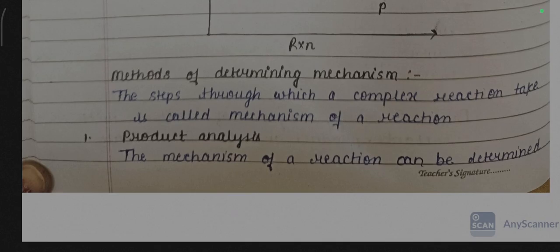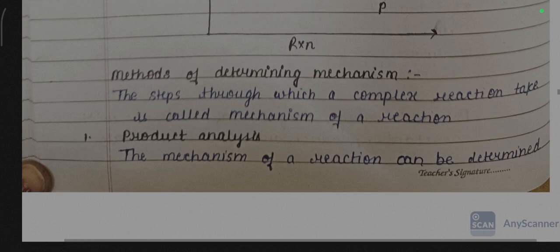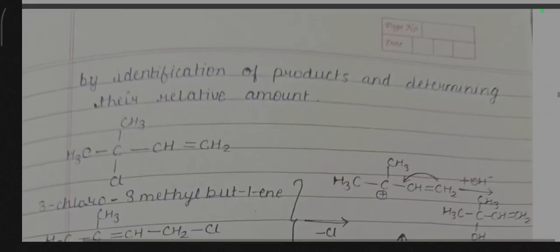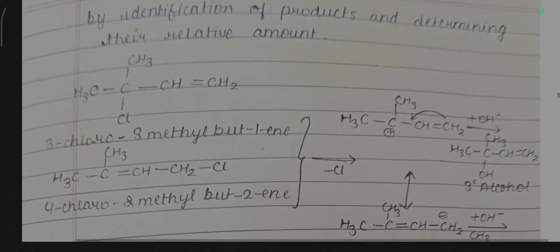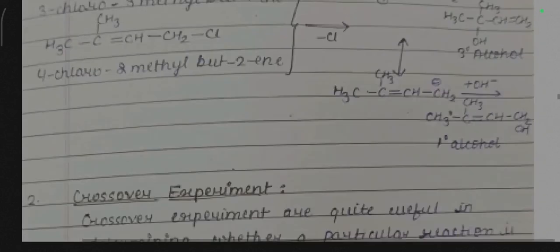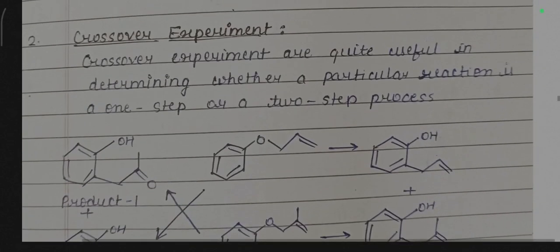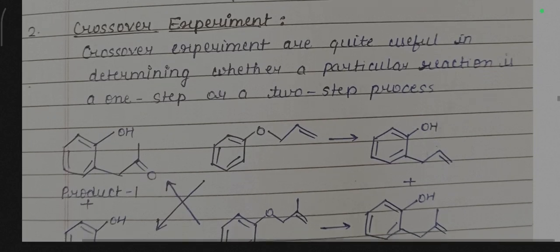Methods of determining a mechanism. The steps through which a complex reaction takes place is called the mechanism of a reaction. Product analysis. The mechanism of a reaction can be determined by the identification of products and determining their relative amount. Crossover experiment. Crossover experiments are quite useful in determining whether a particular reaction is a one step or a two step process.